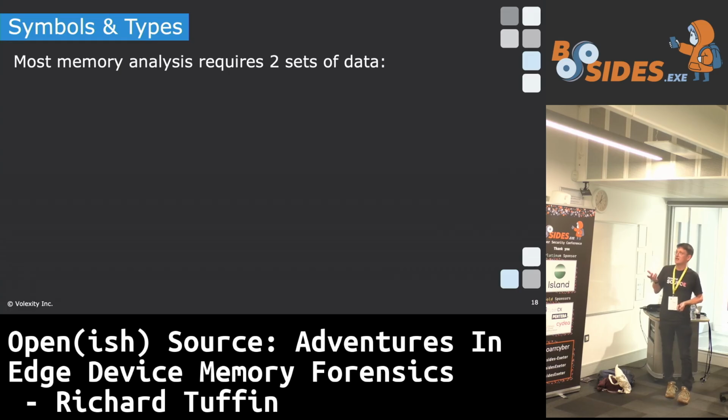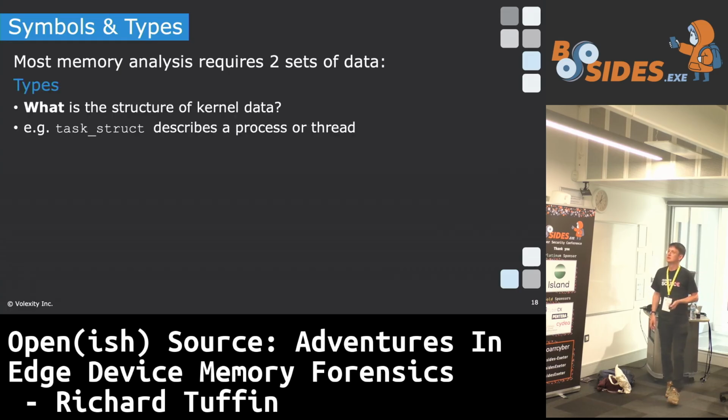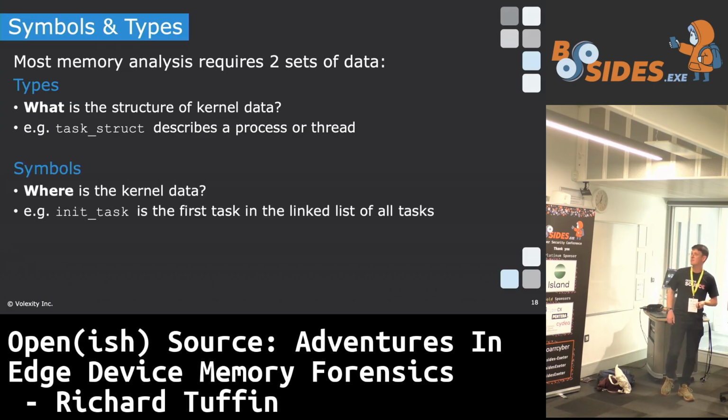Well, doing memory analysis requires two things. The first is what I always refer to as types. So this is the structure of kernel data. A task struct, for example, on Linux describes a process. So what's the process called, what files does it open, all of those things are in a big C struct that you can inspect. You need to know what that looks like, and you need to know what that looks like on that particular device. And the other thing you need to know is symbols.